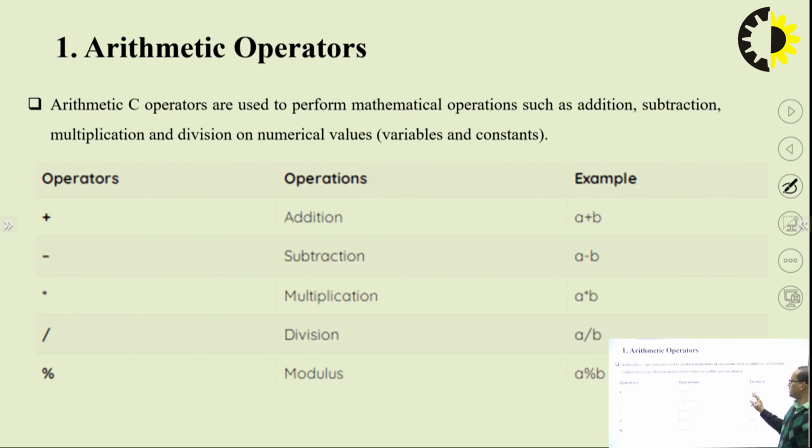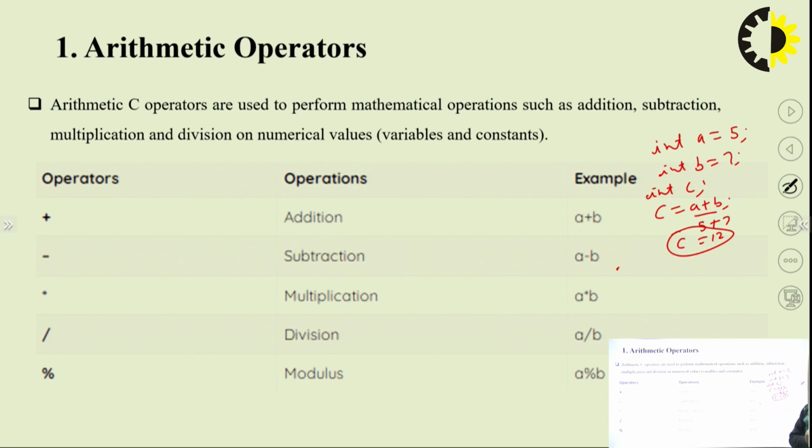Suppose there are two integer type variables, int a with the value 5, and another integer type variable b with the value 7. Now we have to perform a plus b, the addition of a and b. Since a and b are integer type, the result will also be an integer. To store the result, we declare another integer variable c, and c is equal to a plus b. This will perform the addition: 5 plus 7 is 12, and the value of c will be 12.